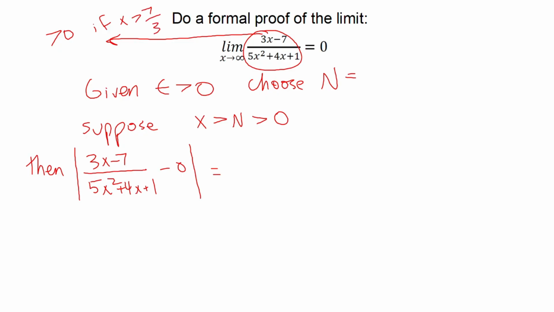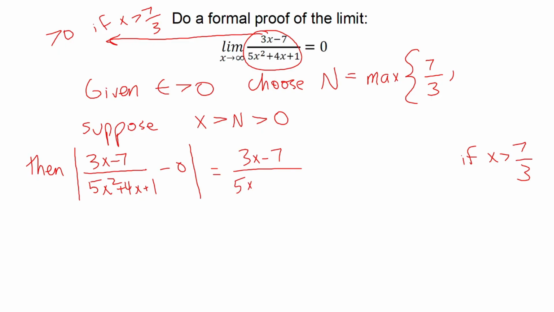So let's just put that restriction on x. If x is greater than 7/3, that means the smallest value that we could possibly have for n now is going to be 7/3, and then that will allow x to be more than 7/3. So we're going to say the max between 7/3 and something. And that allows us to just pull that completely out of our absolute value.